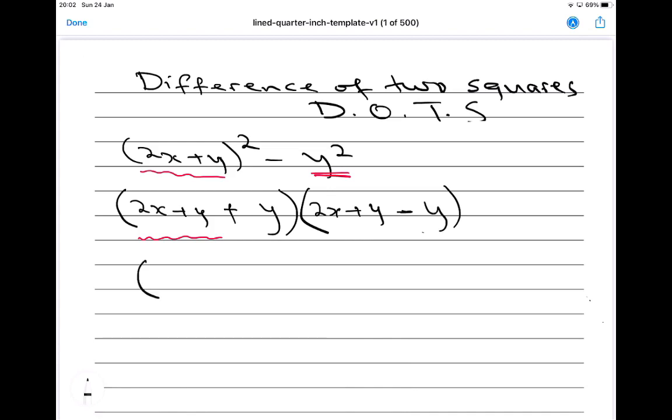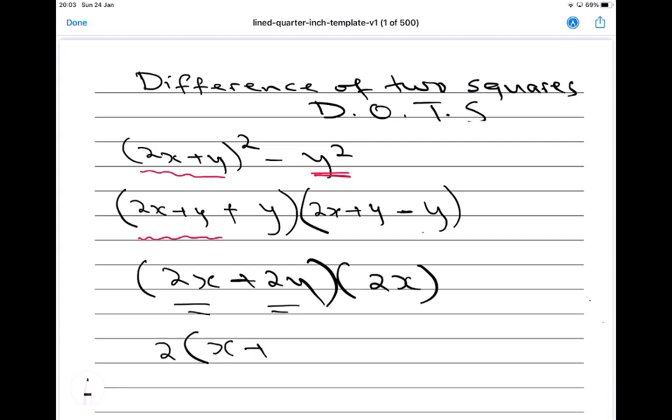Can we simplify this any further? Yes, we can. That will give us 2x plus 2y, and that will give us 2x. But you will notice that inside this bracket here, there is a common 2 there, so that 2 should go outside now. And so we get 2 outside, and then x plus y inside, and then our 2x there. You can actually simplify that. 2 multiplied by 2x will give you 4x, so your answer can be left like this.